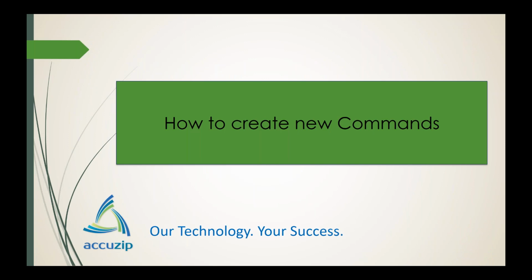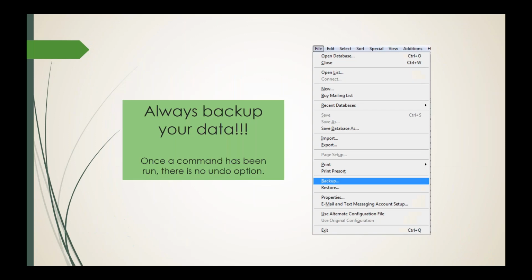So, how to create a new command. This is if you have never created a command in AccuZIP before. One of the things that I always make sure to do is back up your data before you run a command. As soon as a command has been run in AccuZIP, there is no undo option. So if you copy and paste something incorrectly, run the wrong command on the wrong list, anything like that, any mix-ups that occur, there is no undo option. So the easiest thing to do is just use File, Backup. That creates a zip file of your database backed up in that same directory.